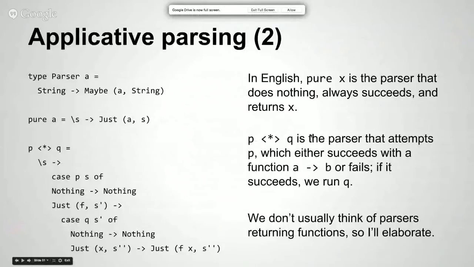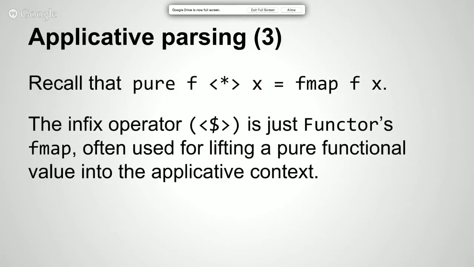So yeah, in English, though, pure x is the parser that always succeeds, doesn't do anything, returns x. And then PQ, you both being parsers, yeah, P is a parser that attempts P, and if it succeeds, it's going to return a function, A to B. That is, it's going to say, okay, here's the part of the computation that you need to do once you give me an A. And Q is a parser that returns an A, and if that succeeds, then you throw that A into the function returned by P. And since we don't usually think of parsers as returning functions, we usually think of them as returning objects, I'll elaborate.